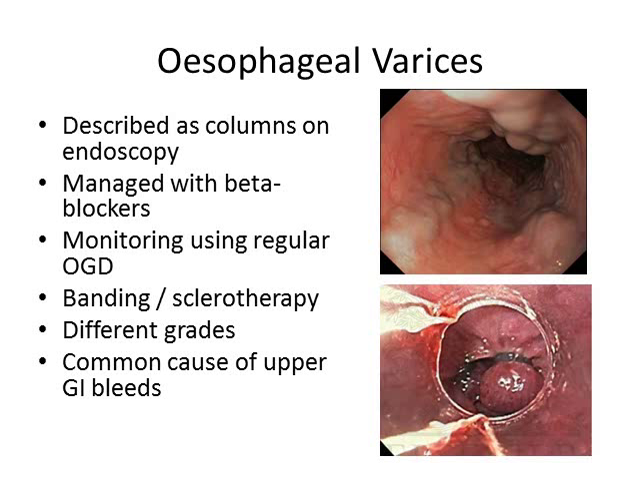Esophageal varices, like we talked about. So, long columns, managed with beta blockers, give them regular OGDs to maintain monitoring. You can band them, so this is banding occurring. So these are two threads going down.